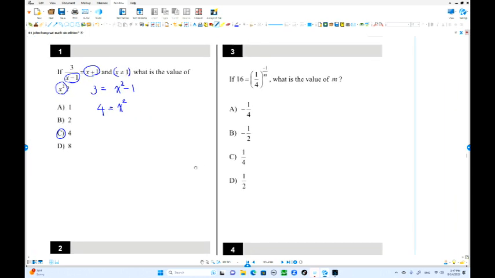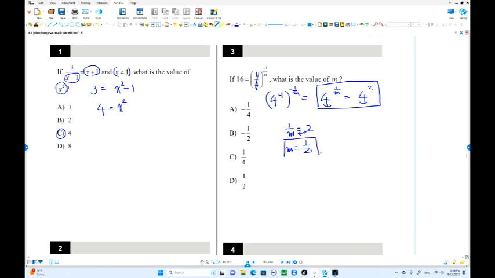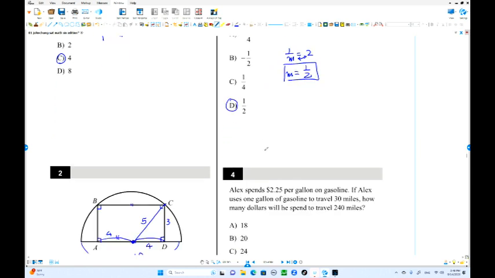Here is number 3. 16 equals 1 over 4 to the negative 1 over m. 1 over 4 is what? 4 to the negative 1. When you multiply these two, 4 to the 1 over m, positive, that equals 4 to the... 16 is what? 4 squared, okay? So we already have a common base, 4, so the exponents must be equal. 1 over m equals 2. M equals what? 1 over 2, right? You can switch. 1 over 2 is the answer.